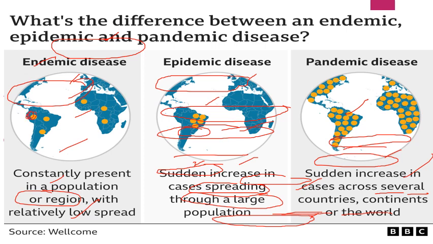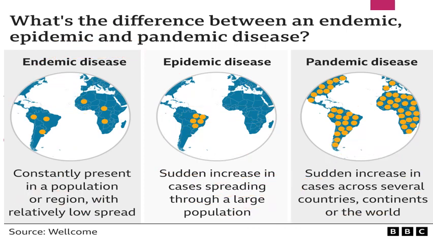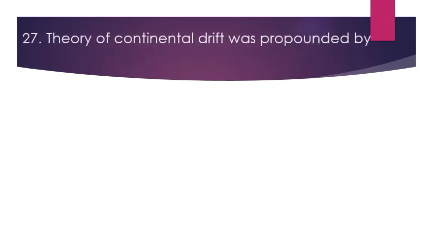Then epidemic disease. So there is sudden increase in cases spreading throughout a large population. So that is called epidemic. तो large population को infect करते हैं. Pandemic, sudden increase in cases across several countries, जिसमें बहुत countries को जो disease है वो affect करता है and continents or the world. The next question, theory of continental drift was propounded by.